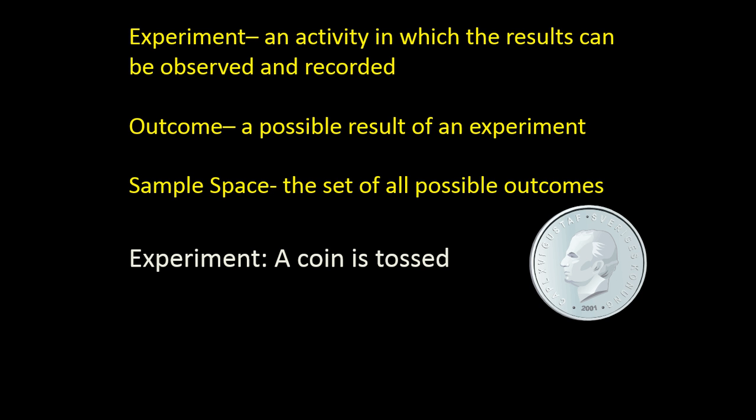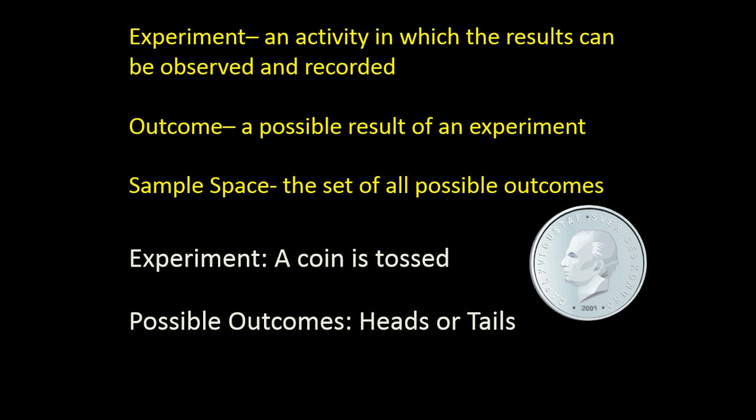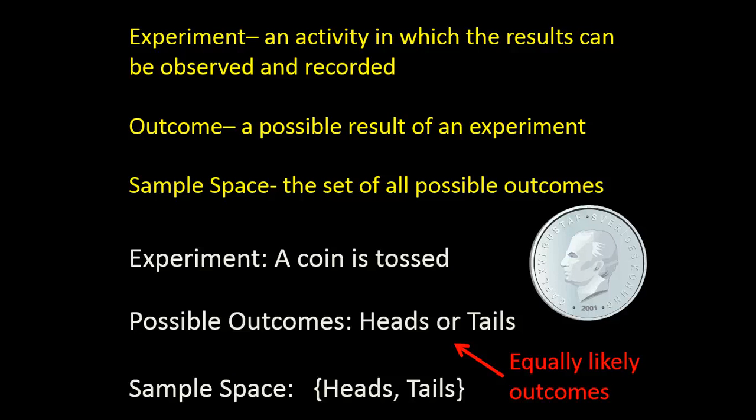So let's say we have an experiment, and that experiment is we toss a coin. The possible outcomes for this experiment are that we could either get heads on the coin or we could get tails on the coin, which means the sample space is a set containing those two possible outcomes, heads and tails. And you'll notice notationally we know this is a set because we're using the curly braces to enclose those two elements of the set. Now, because heads and tails have the same probability, they're equally likely to happen when we toss a coin. We call those equally likely outcomes.